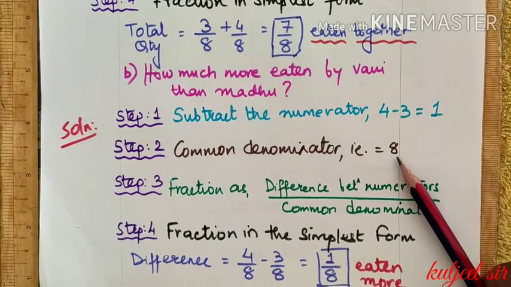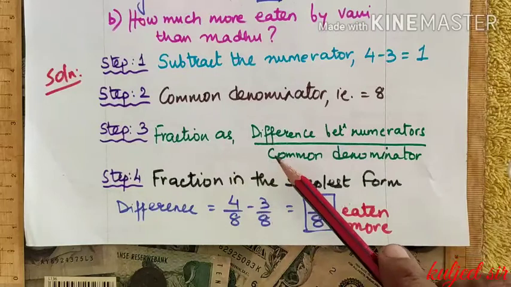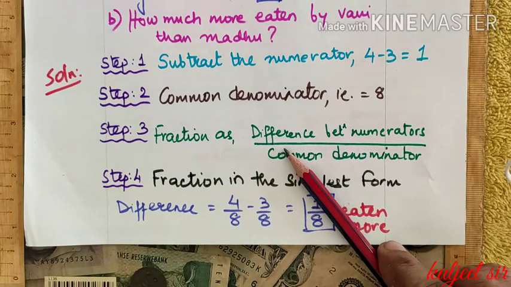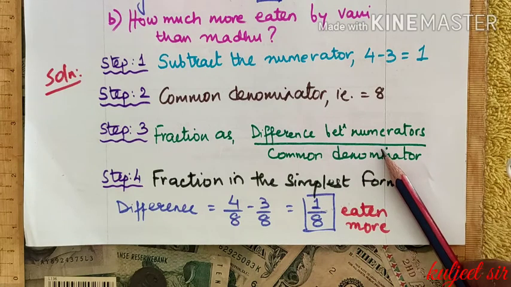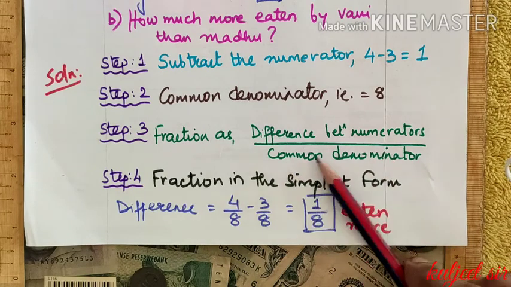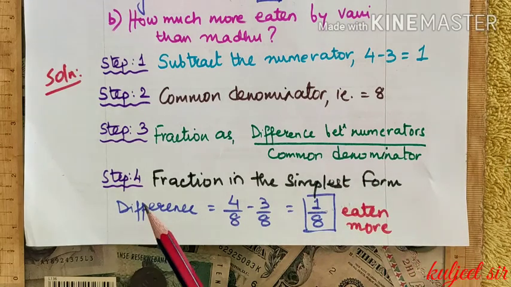Step number 3. Now we will write down the fraction. First we had taken the sum of numerators, and now it will be the difference between the numerators. Difference, as you all know, is subtraction, whole divided by the common denominator. So step number 4. We will put down the fraction in the simplest form.